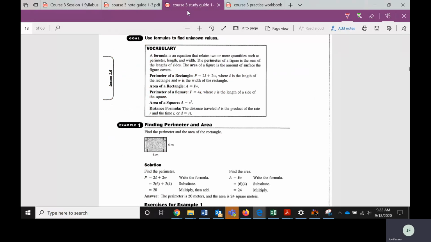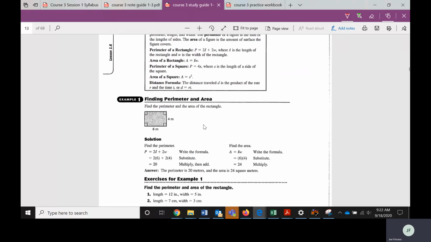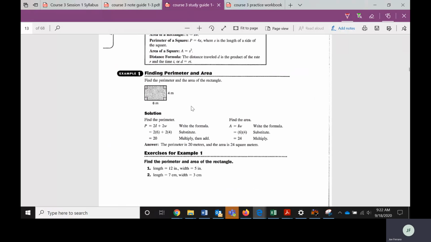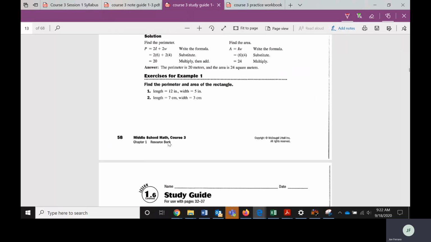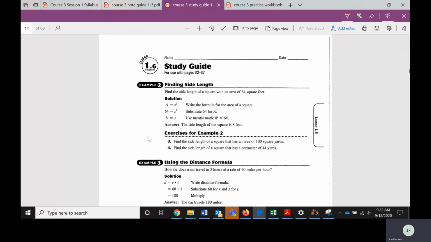That's it for the note-taking guide. If we go to the study guide, we have same thing as in the note-taking guide. So if you can do these, you're going to be probably pretty good when we get to the review and the test. Finding the side length, just always make sure you know what they're giving you.